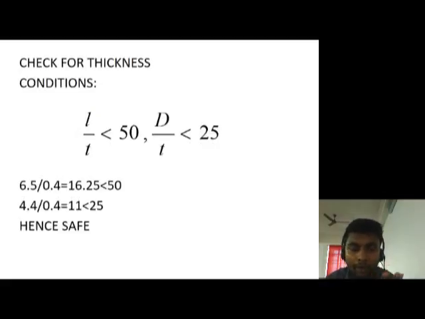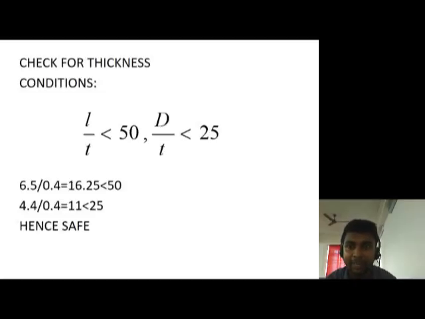Next, we have to do the check for the thickness. The condition for the check for the thickness is L by T less than 50, comma, D by T less than 25. First, we will find L by T: the overall effective span is around 6.4, and the thickness we have assumed as 0.4. We get around 16.25, which is less than 50. Okay, it has been satisfied.